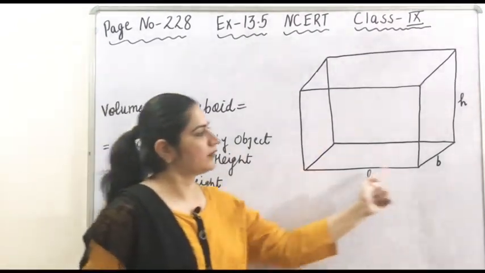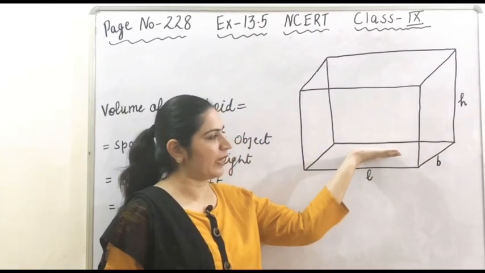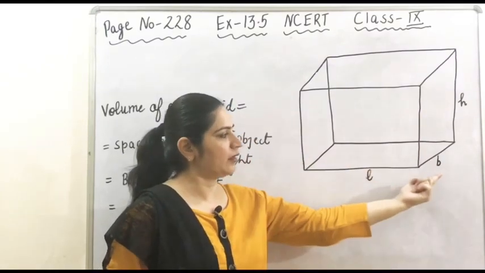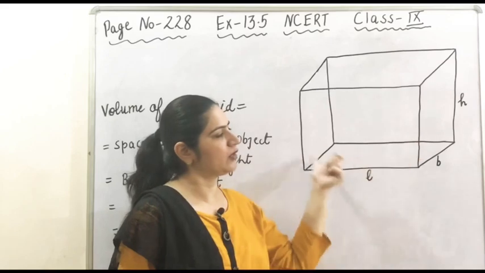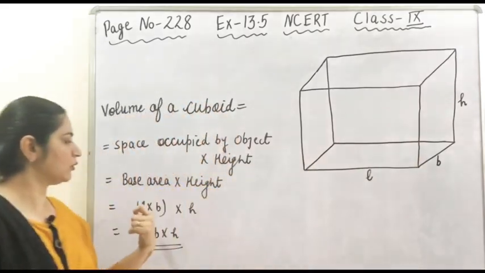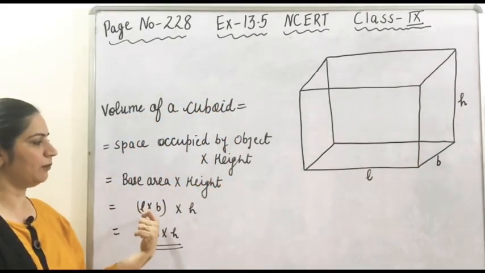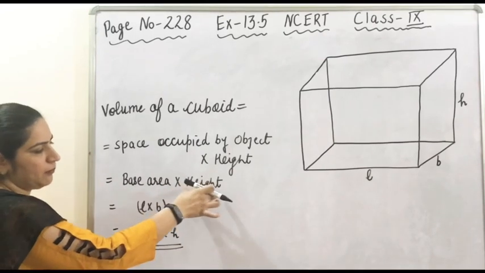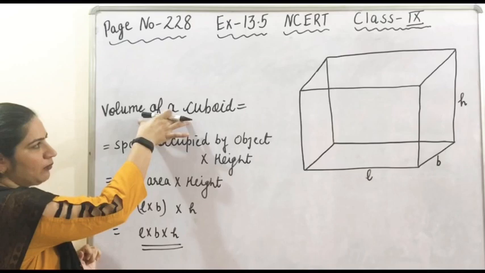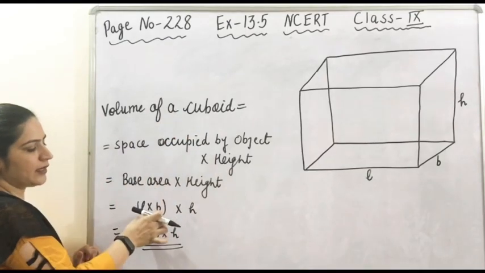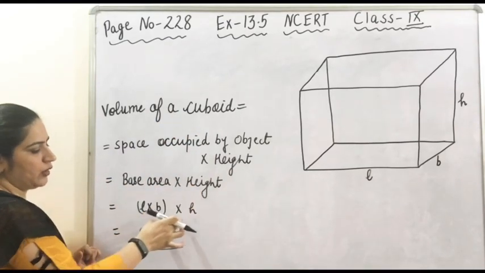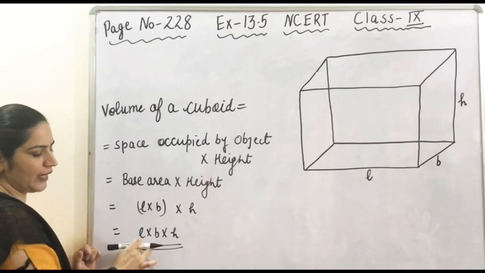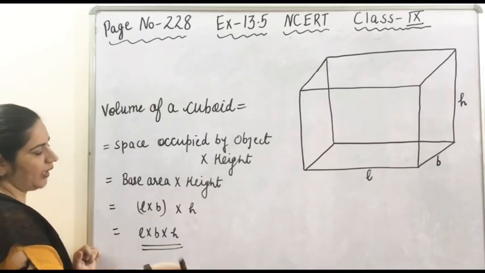What is the base area of this cuboid? The base is a rectangle whose length and breadth we all are aware of, and the area of the rectangle is equal to length into breadth, L into B, multiplied by its height. Base area multiplied by height will be the volume of the cuboid, and the base area is L into B, so the volume of the cuboid is L into B into H.